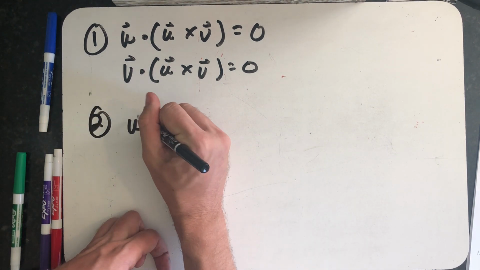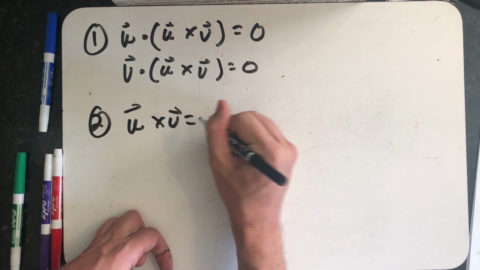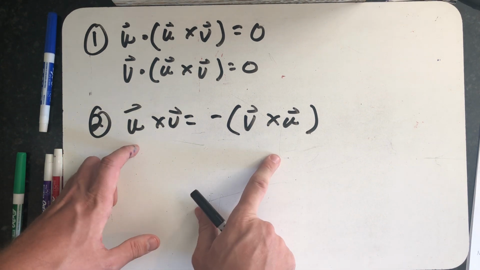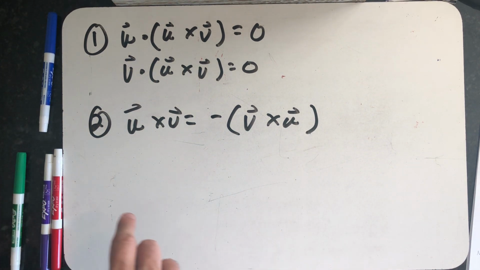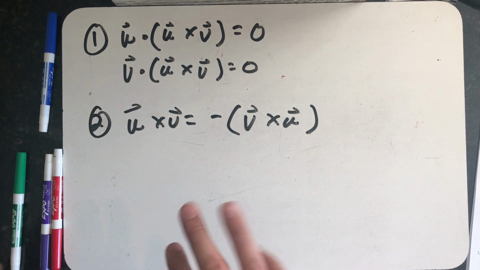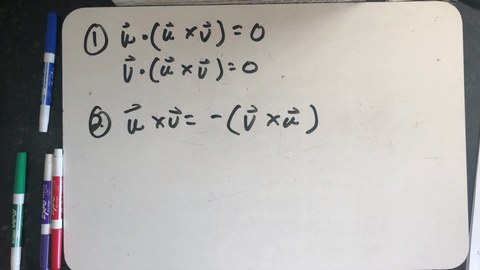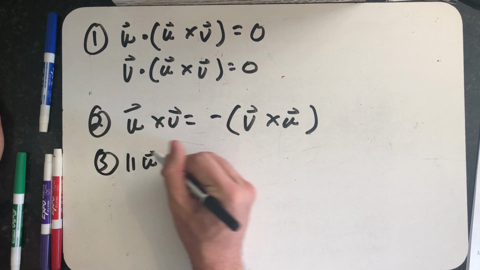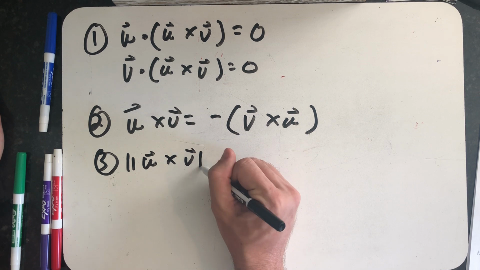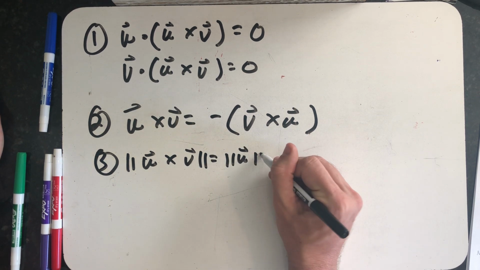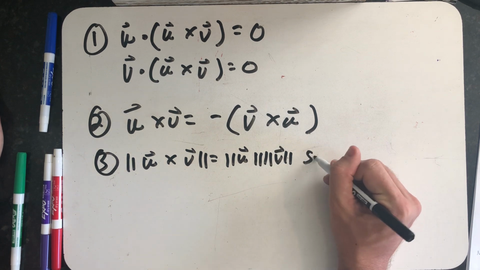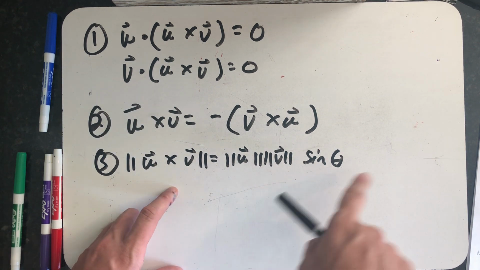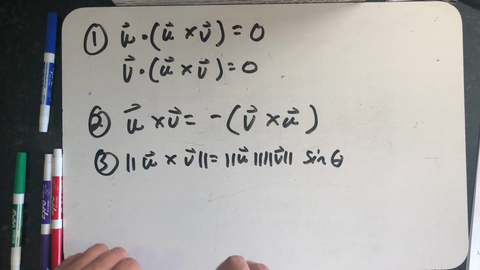That's the first property. Number two, I said this one a minute ago. U cross V and V cross U are opposites. They have opposite signs. So if you know U cross V, you can automatically write down V cross U just by swapping all the signs out. The magnitude of U cross V is the magnitude of U times the magnitude of V times sine of the angle in between. An explanation of this fact is actually linked in a handout below this video.